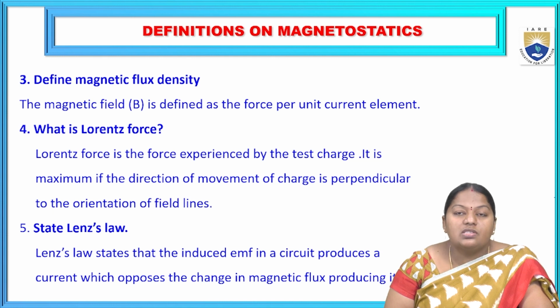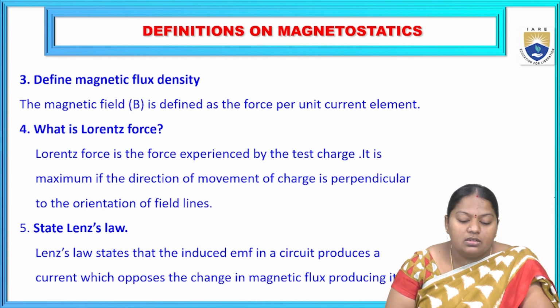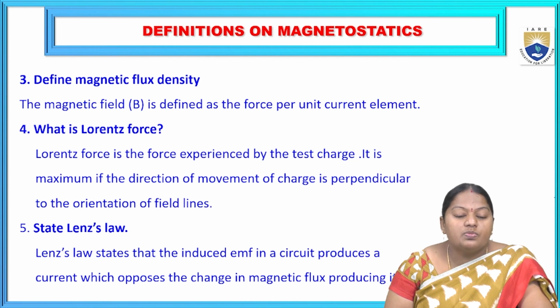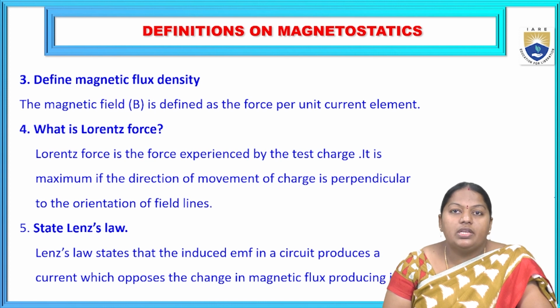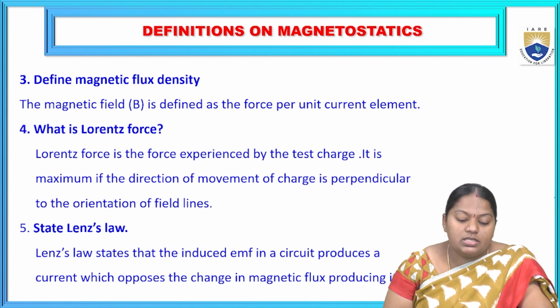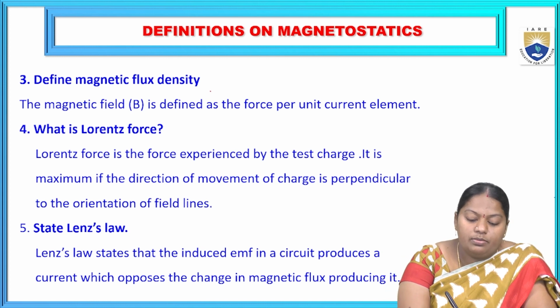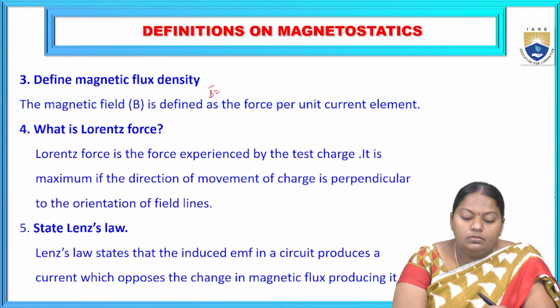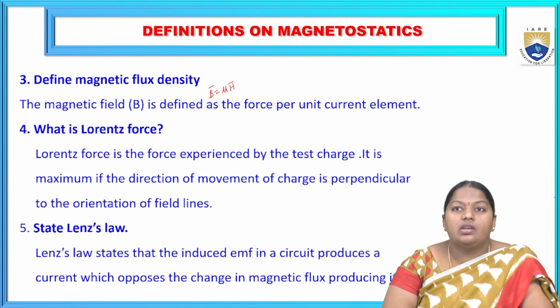So, in order to define magnetic flux density: flux means the number of lines of force, that is, magnetic lines of force, and density means per unit area. This can be defined as magnetic flux density. B is defined as the force per unit current element, and it is given by B bar equal to mu into H bar.